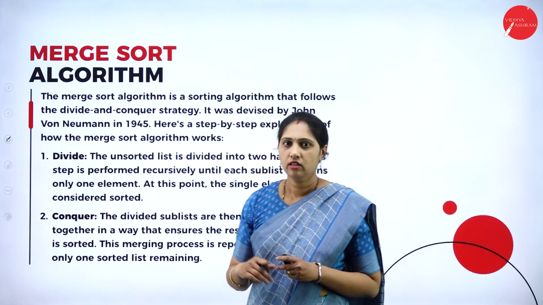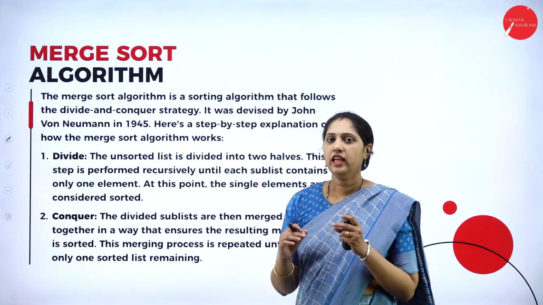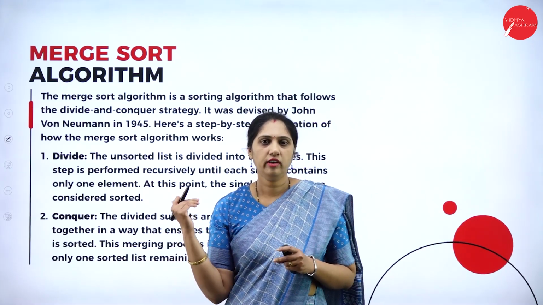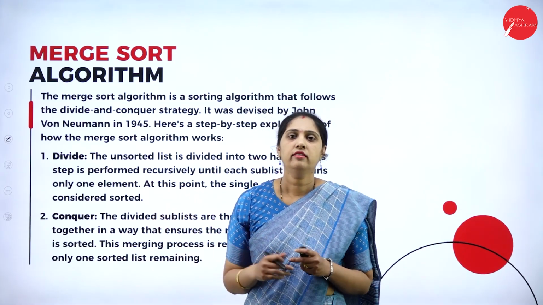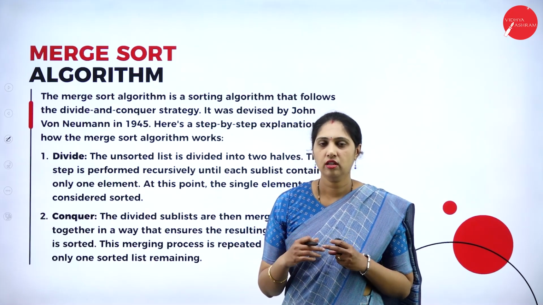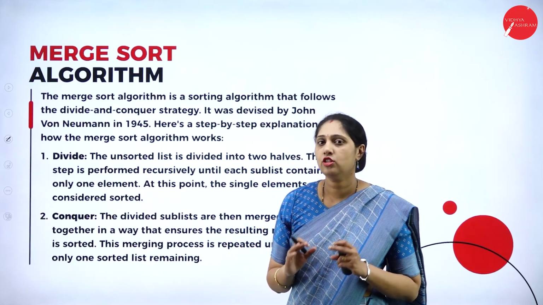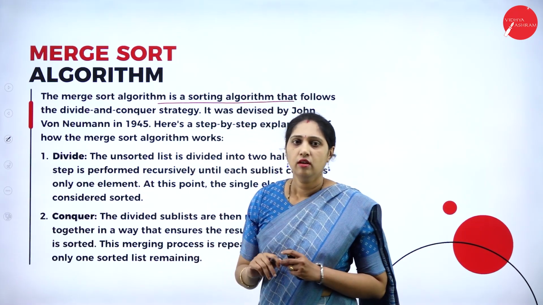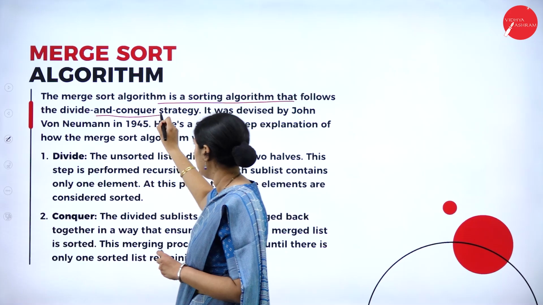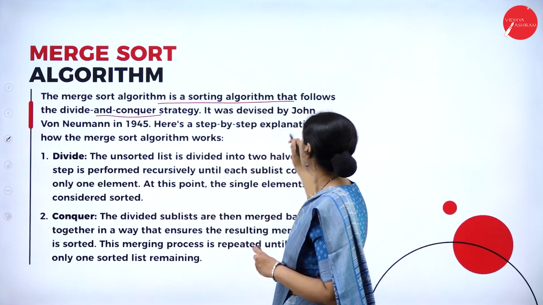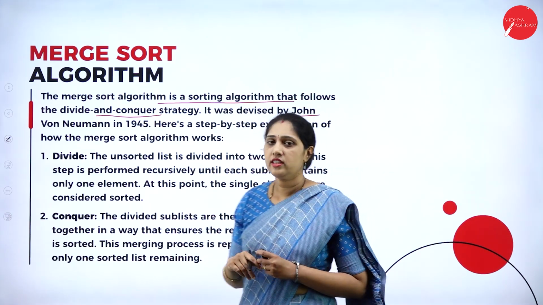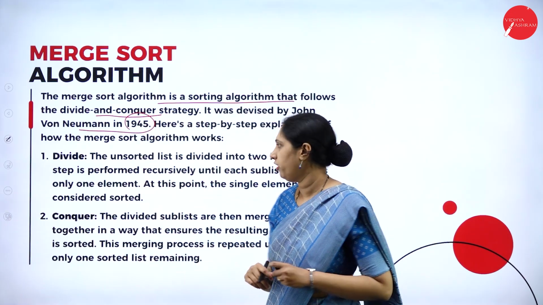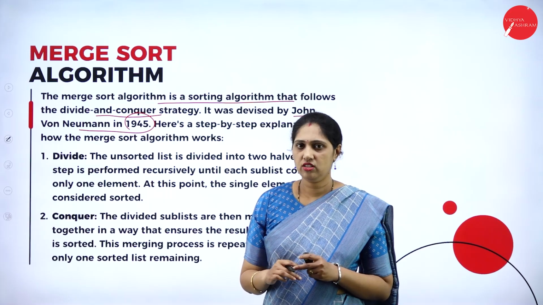So what is the example for divide and conquer? It is merge sort. We'll discuss it here. The name itself tells merge. What is merge? Combine. We divide, sort, and combine the solution. So the final output will be a sorted array. The merge sort algorithm follows divide and conquer. It was devised by John von Neumann in the year 1945.